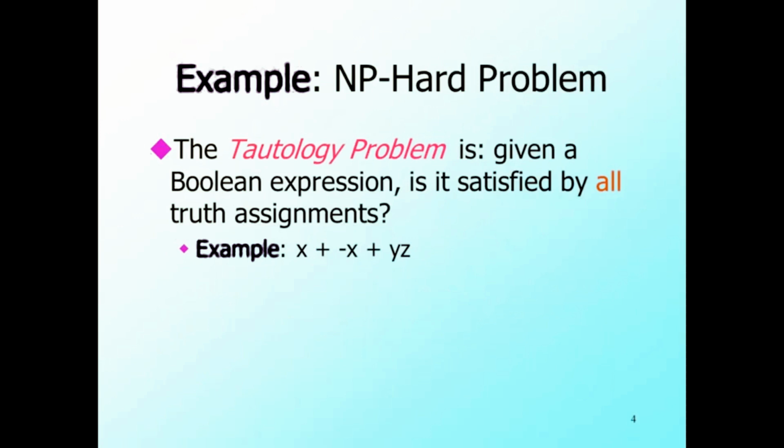A curious example of an NP-hard problem is the tautology problem. A Boolean expression is a tautology if it is true for every truth assignment. For example, this expression is a tautology. Every truth assignment makes x either true or false. So one of the first two terms, that is this or that, will have to be true, and therefore the whole expression is true. We don't even need the term y and z.